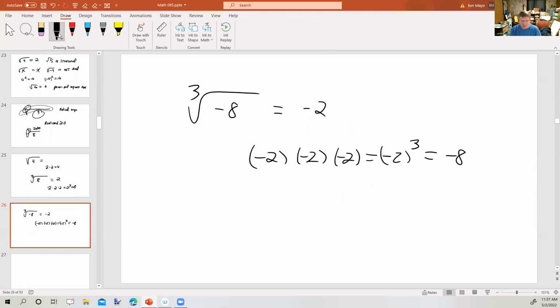When you take an even root, you can't get a negative answer. But when you take an odd root, you can get a negative answer. So the restrictions lie within the even roots. Okay.